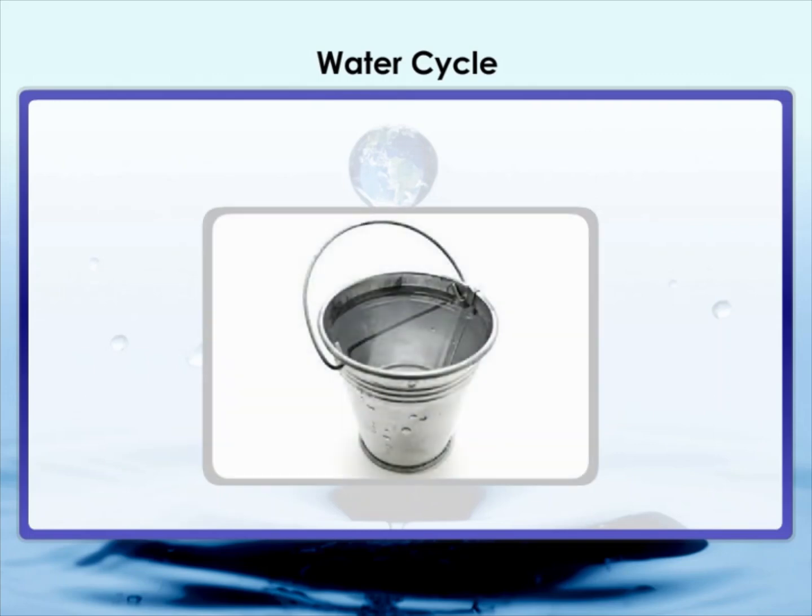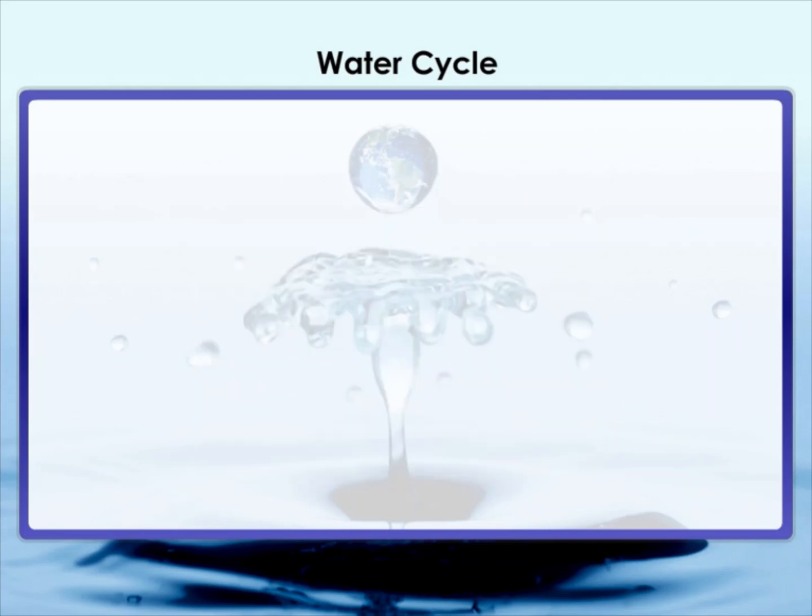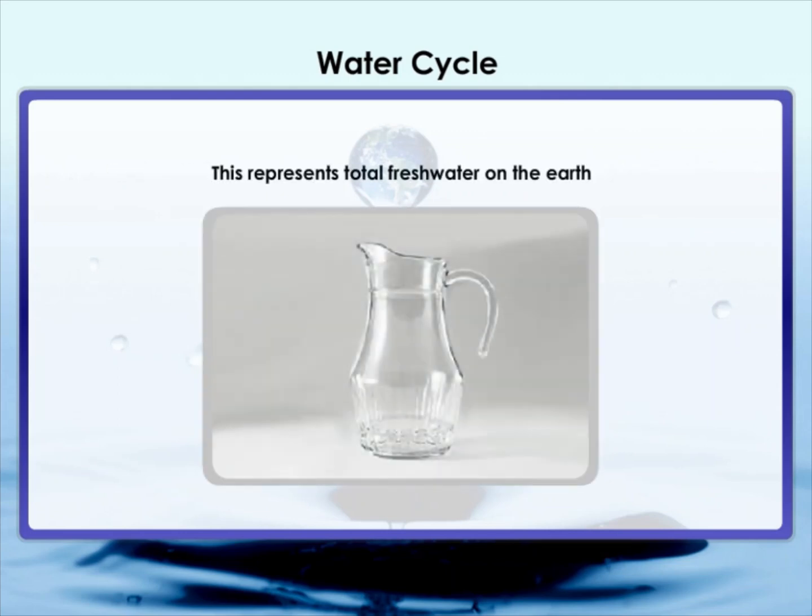Take a medium-sized bucket and fill it up with water. It contains about 20 liters of water. Assume that this water represents all the water present on the earth. Take a teaspoon of about 5 milliliter capacity and transfer 100 spoons of water from the bucket to a small container like a mug. This represents total fresh water on the earth.